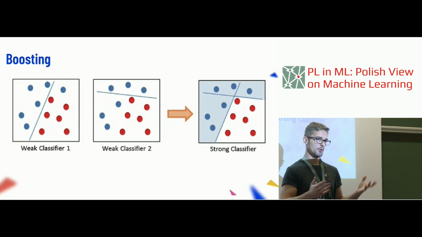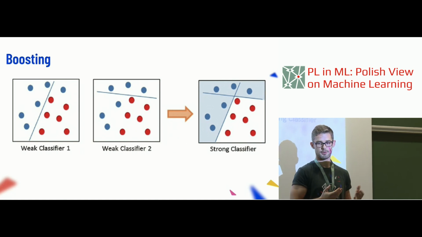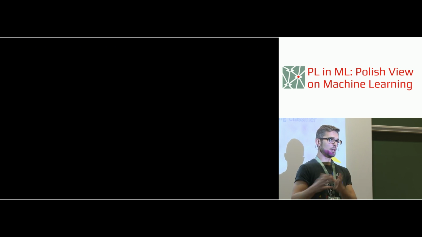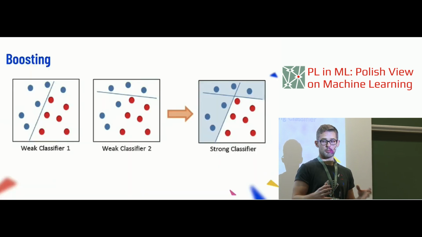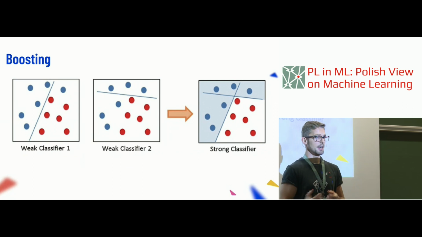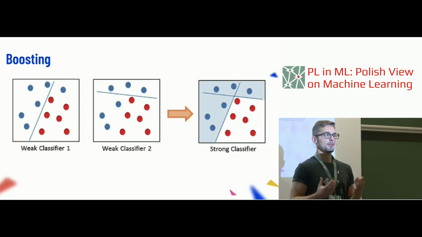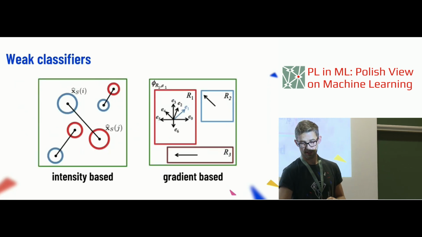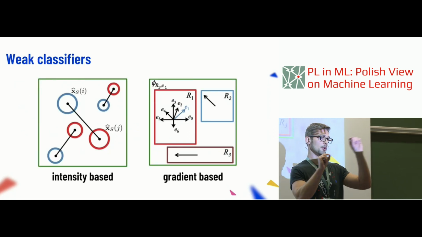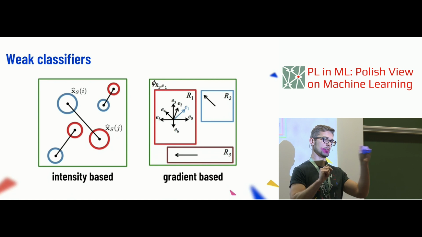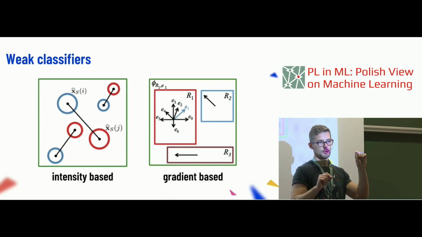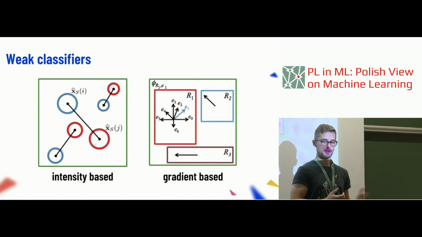For those of you who haven't heard of boosting, this is a fairly simple method that basically allows you to add several weak classifiers or weak learners, combine them together, and get a strong classifier out of them. In this case, we would basically start with simple classifiers such as intensity comparisons. You take 2 points in the image, and you compare the intensity in those 2 points. This is how you get 1 or 0.